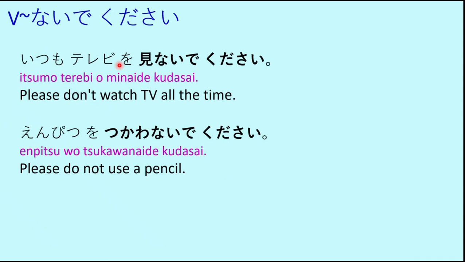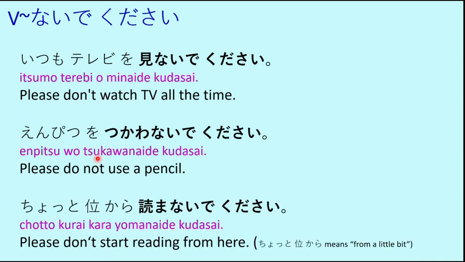Enpitsu wo tsukawanai de kudasai. Please do not use a pencil. Enpitsu is pencil. Tsukawanai. The base form of the verb is tsukau, which means to use, and tsukawanai means not to use. So this is the negative form of the verb tsukau. Enpitsu o tsukawanai de kudasai. Please do not use a pencil.